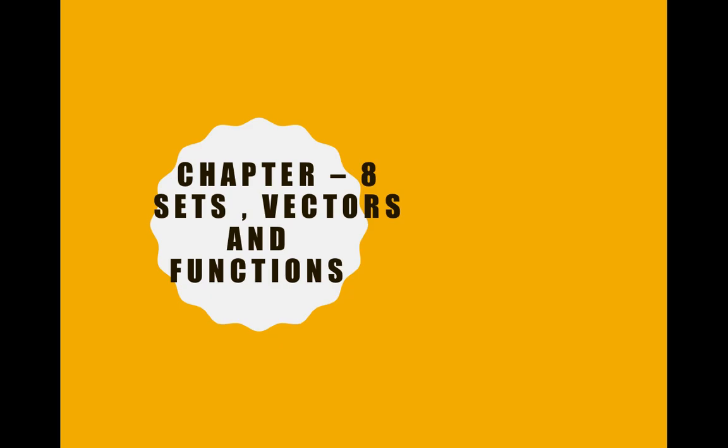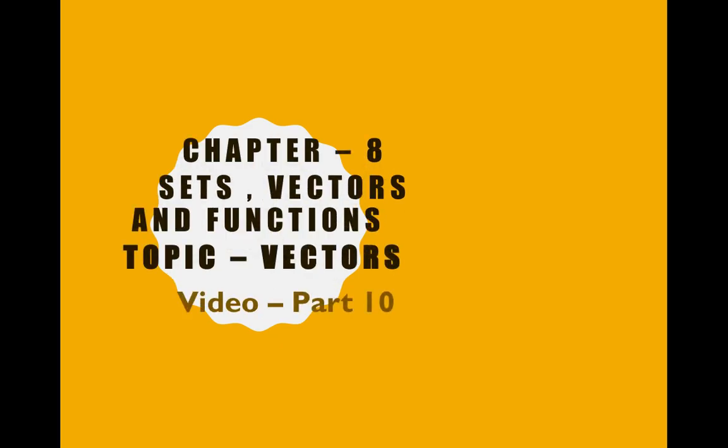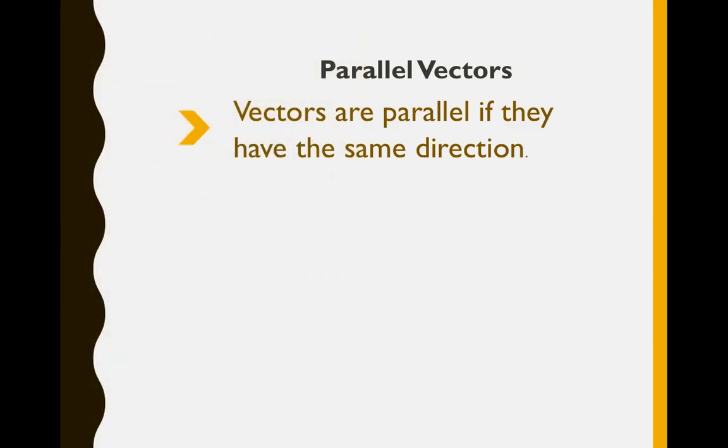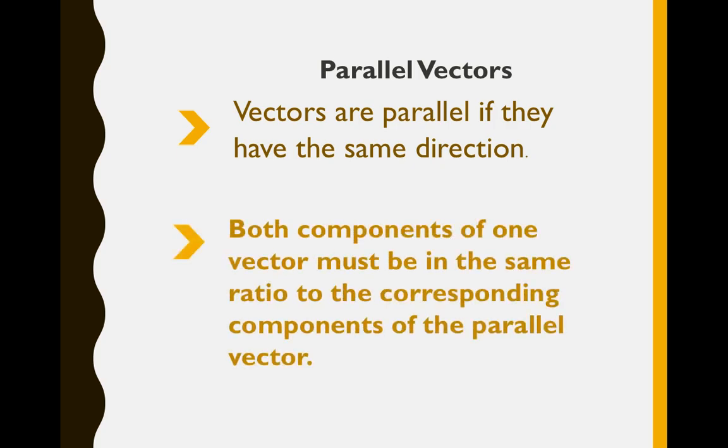This is part 10 of the video for the topic vectors. Now we will have a quick review on parallel vectors. You know what parallel vectors are, right? Vectors are parallel if they are in the same direction. Two vectors are said to be parallel if they are moving in the same direction, and not only that, both components of the vector, that is, if it is a column vector, both the x component and y component, must be in the same ratio.